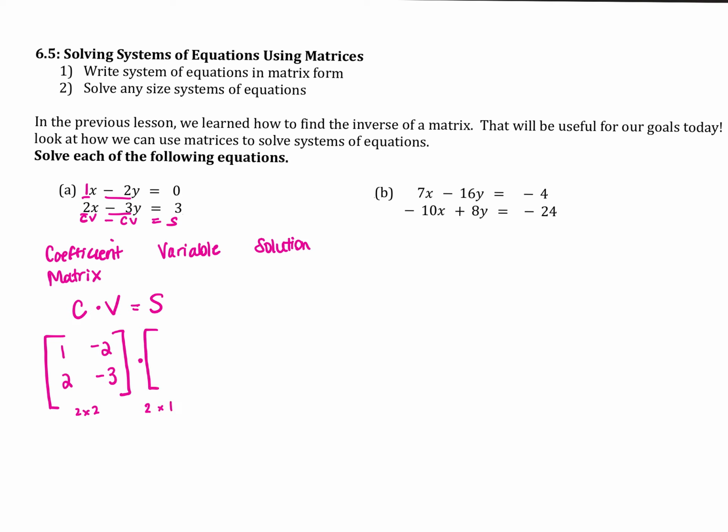Our variables are just x and y, and we list them. So if I look at this equation here, the variable I see first is x, and I see x first in the second equation as well. That's why x is the first part of our variable matrix. And then our solution matrix is written just like it looks. That's our 2 by 1 matrix. So what I have here is this system of equations that I've now written in matrix form, but now the goal is to solve this. So how do I solve it?